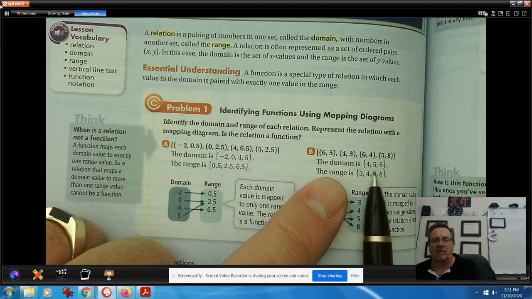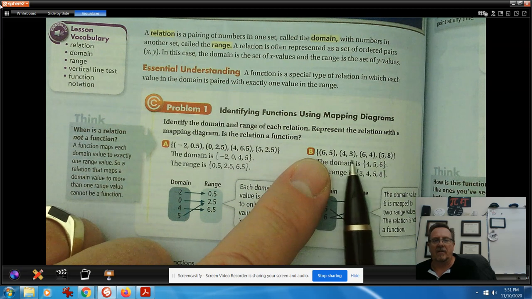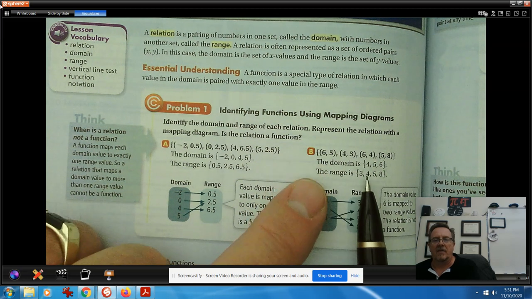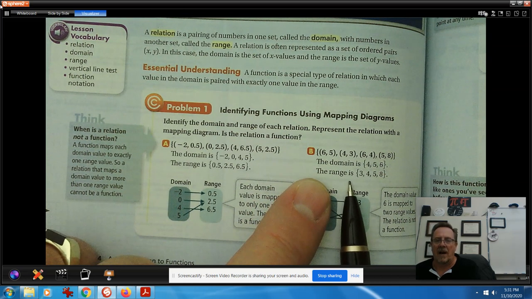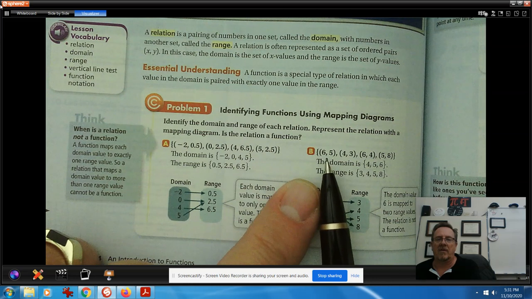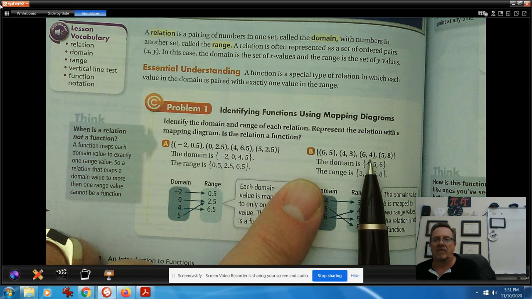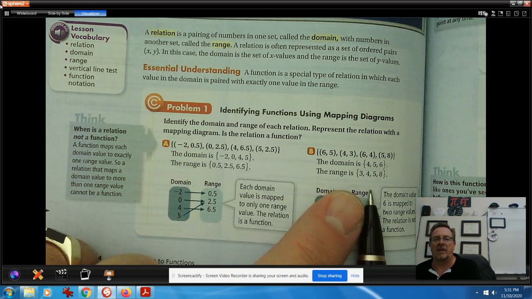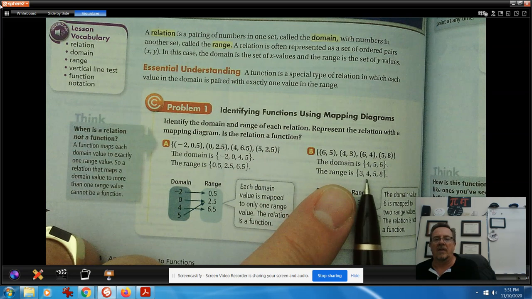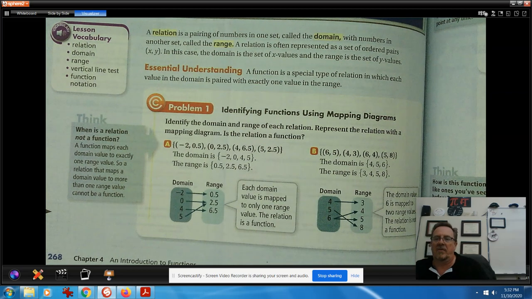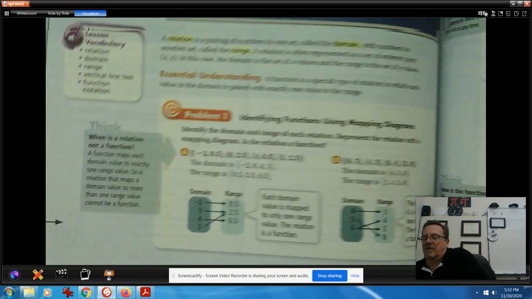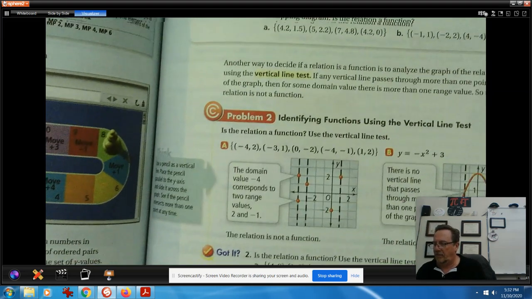So my domain is just 4, 5, and 6. Those are the first numbers in the ordered pairs. The range, the second numbers in our ordered pairs, the y values, our outputs, are 5, 3, 4, and 8. Not necessarily in that order, but 5, 3, 4, and 8. Again, domain is just saying, list the numbers that are input values, and range is list the numbers that are output values.